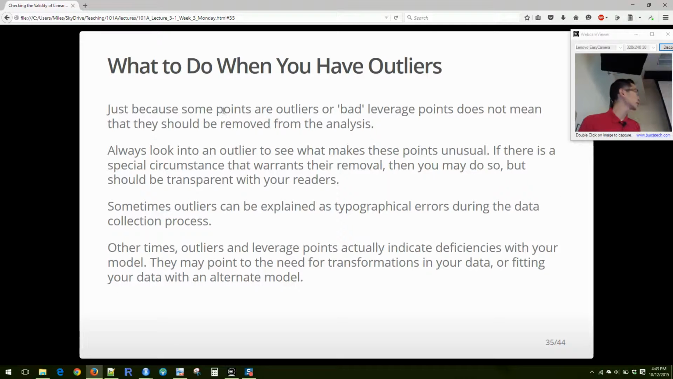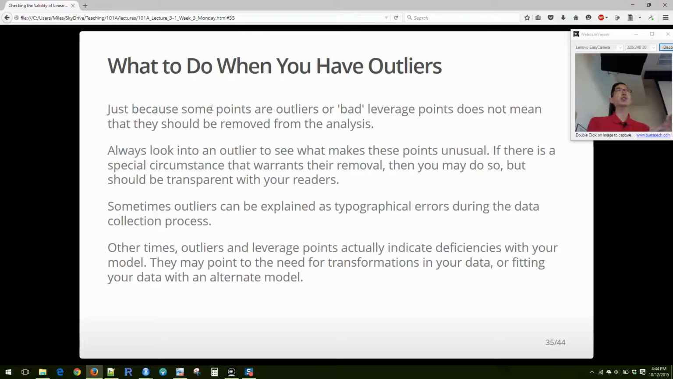All right, so what do we do when we have outliers? In the example we just saw, we removed them. But that's not the best practice for all situations. You should always look into what these outliers are. If there's a good explanation for them, and it says these are atypical from the rest of the data, then you can be justified in removing them.